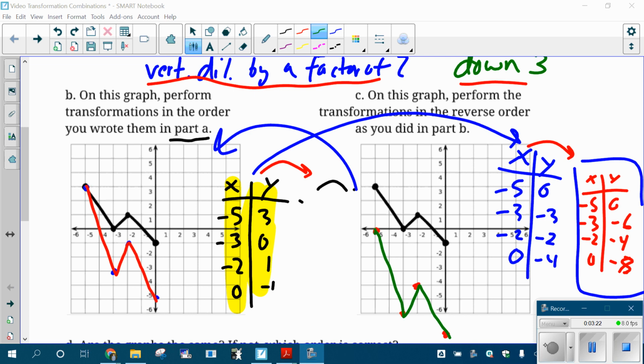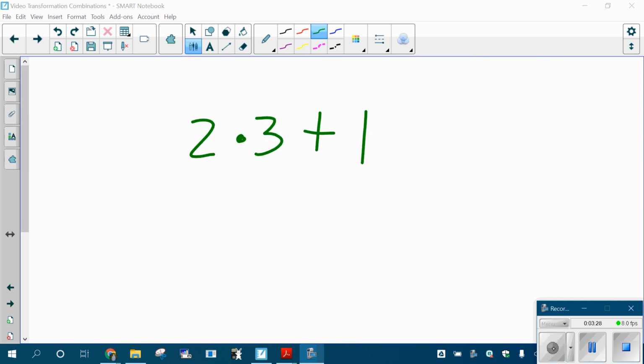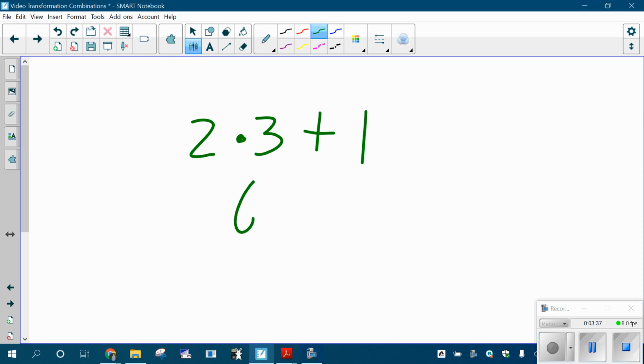If you're like, wait, why does the order matter? Just pause for a second. Turn on your brain. How do you do 2 times 3 plus 1? What do you do first? Well, you do the 2 times 3. And then you add the 1, and you get 7.